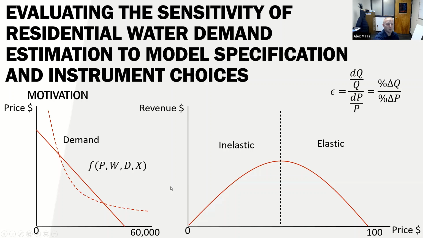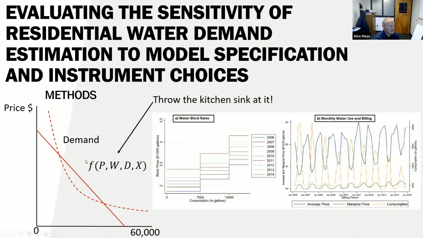And what we did basically is throw the kitchen sink at this function and say, hey, no matter what we do here, what kind of elasticity estimates are popping out? Are we getting consistent estimates? Are they changing drastically depending on what type of variables we included?